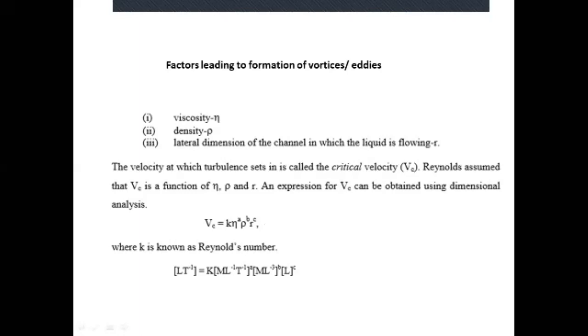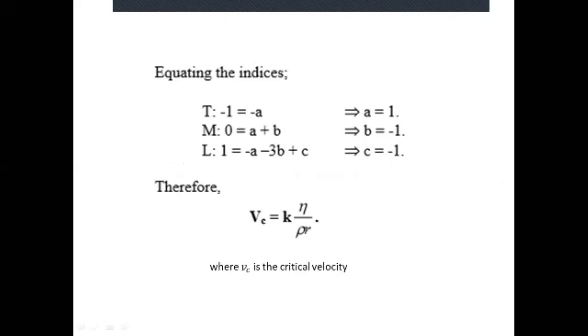So using dimensional analysis, you can find the values of the variables, where we equate the dimensions on the left-hand side and the dimensions on the right-hand side. We get the values of the variables as 1, -1, and -1, giving us an equation whereby the critical velocity will be given by K, which is just a constant, times mu divided by rho r.